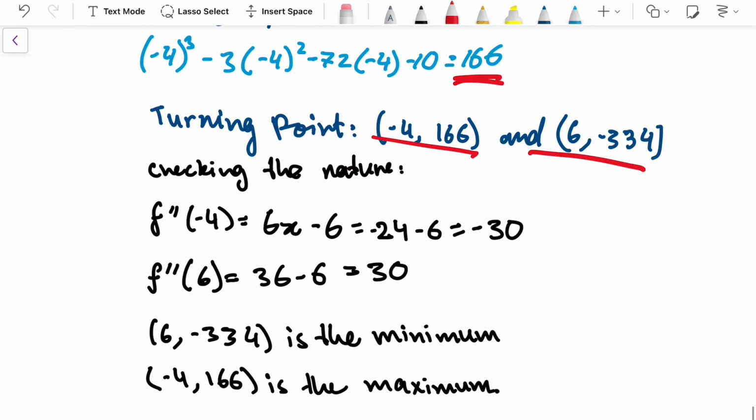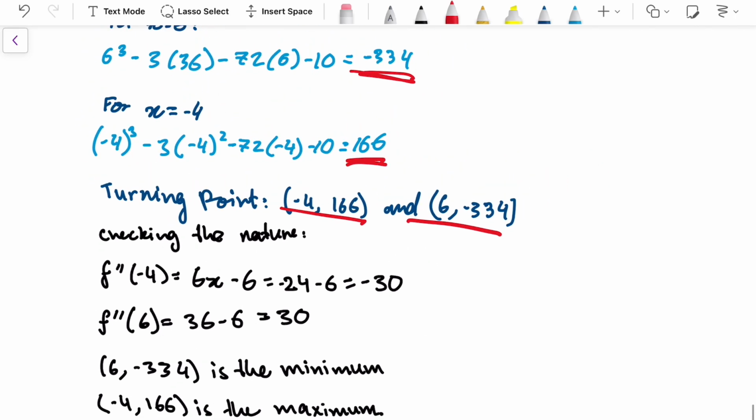So we're going to double differentiate this. So we've got our double differentiated expression, and now we're going to plug in -4 everywhere there is an x. So now this becomes -24 minus 6, it becomes -30. So this is less than 0, and that's why it's going to be our maxima. Remember, it's opposite for this. And over here we've got f''(6) is equal to 36 minus 6, which is equal to 30, and this is going to be our minima because it is more than 0.